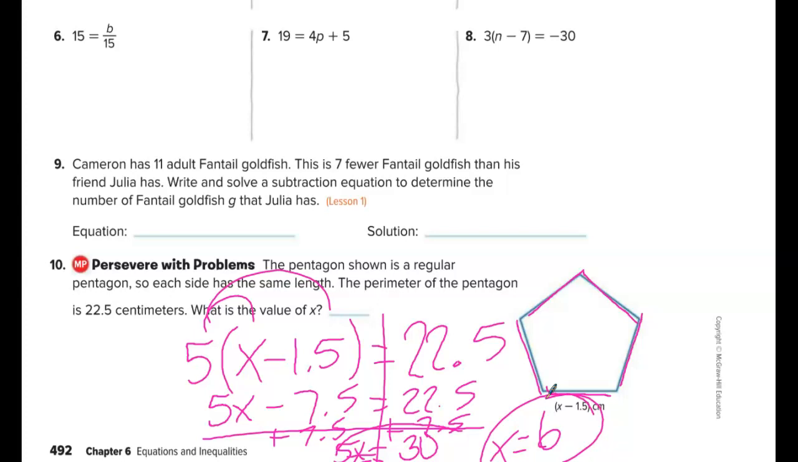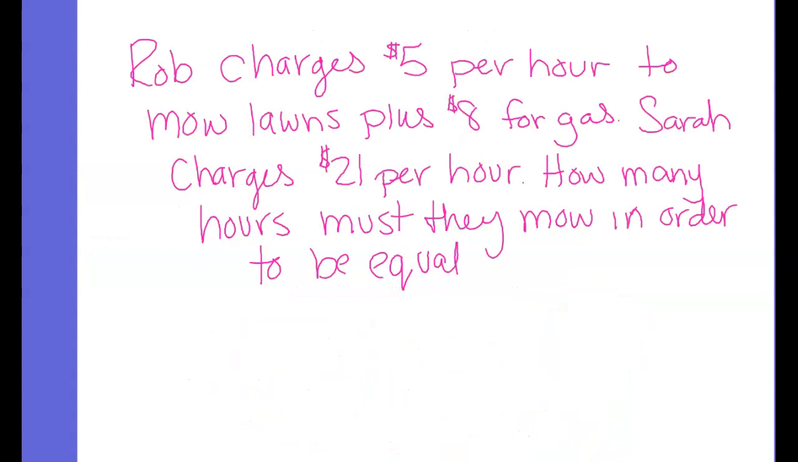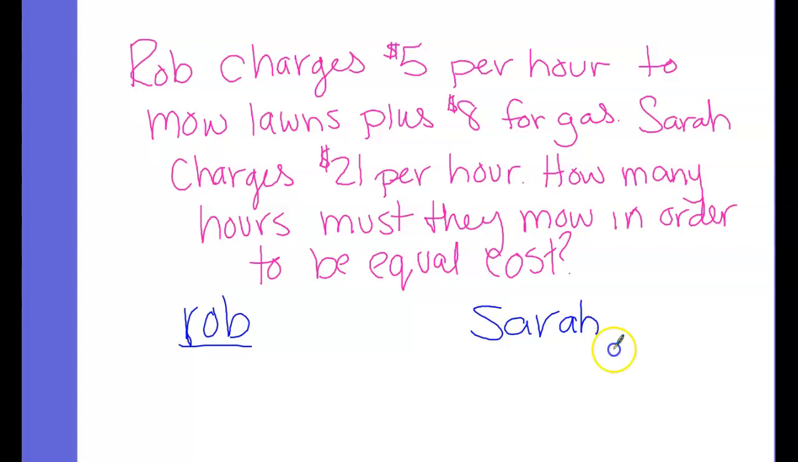Okay, Rob charges $5 per hour to mow lawns plus $8 for gas. Sarah charges $21 per hour. How many hours must they mow in order to be equal, and it should say cost? We want equal cost. So first of all, we have 2 different people that we're talking about, right? We have Rob and we have Sarah, right? So what does Rob charge for mowing?